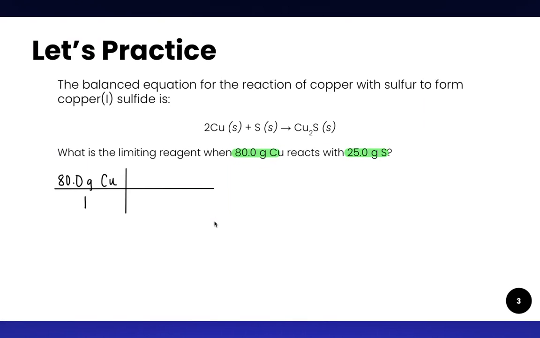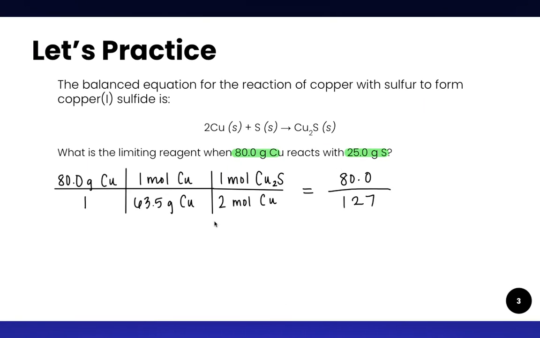The molar mass of copper is 63.5 grams per mole. And from the balanced equation, you can see that it takes 2 moles of copper to form 1 mole of copper 1 sulfide. Now, you don't have to convert copper 1 sulfide into grams. We can just compare the moles of copper 1 sulfide that are expected from 80 grams of copper to the moles that are expected from 25 grams of sulfur.